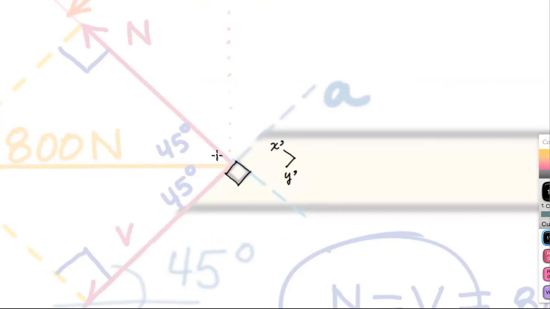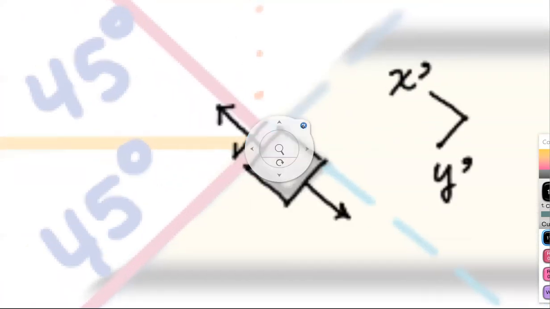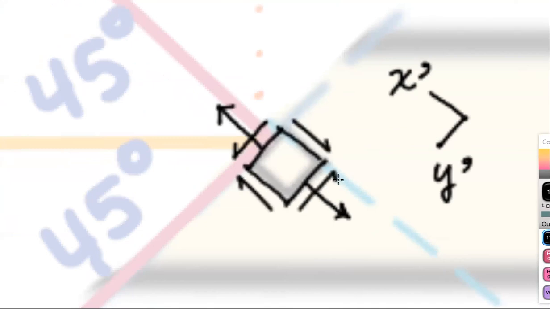And my normal stress would go this way. Normal stress would go this way. My shearing stress is going to match that direction on that side. So we start there. And then once you have one shear stress, you can figure out the other hidden ones.